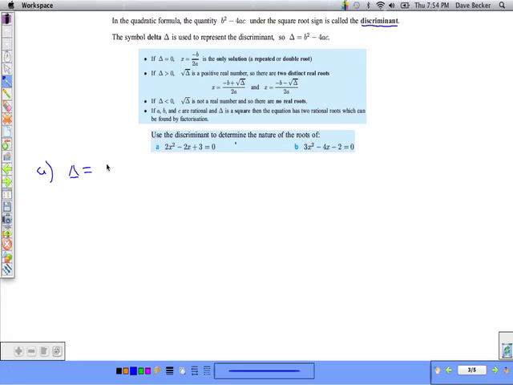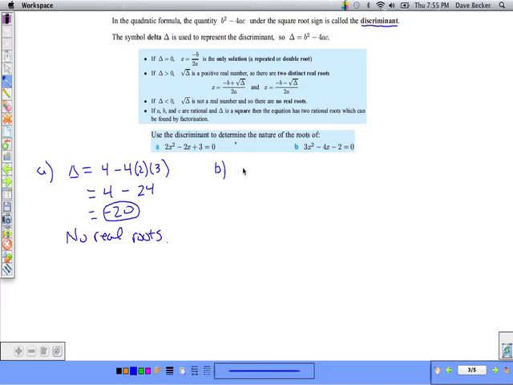So for letter A, that would be b squared, -2 squared is 4, minus 4 times 2 times 3, and that is going to equal 4 minus 8 times 3 is 24, and that is -20. Now I really don't even care about the 20. What I care about is that the discriminant is negative, and that immediately tells me there are no real roots because we can't take the square root of a negative number. And remember, this is what would end up under the square root because it's the discriminant, it's b squared minus 4ac.